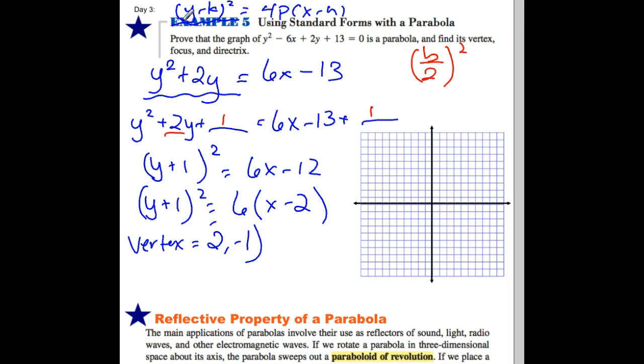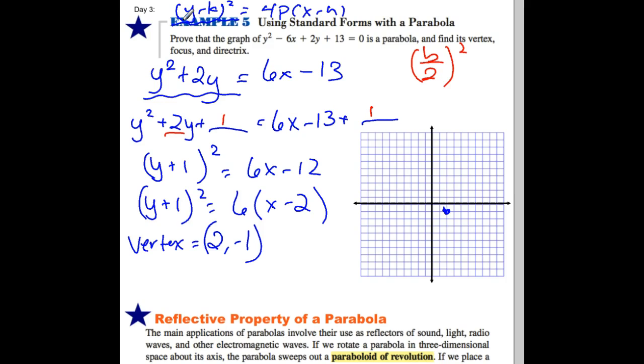Okay, and it's great that you noticed the order, right? We want to put x first, y second. So 2, negative 1 is correct. Let's go ahead and graph that. Okay, that's going to be my vertex. And then what else do we need to know?